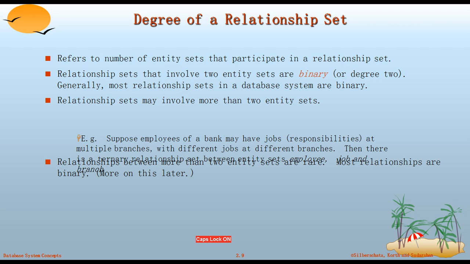Relationship sets may involve more than two entity sets. Suppose an employee of a bank may have jobs, that is responsibilities, at multiple branches, with different jobs at different branches. Then there is a ternary relationship set between entity sets employee, job, and branch. Relationships between more than two entities are rare. Most relationships are binary. We will see more on this later.